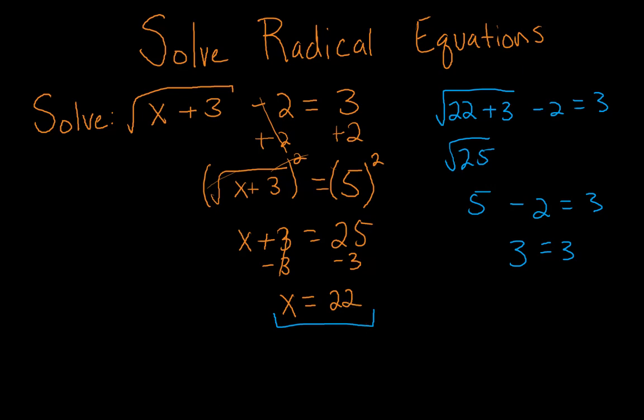If the solution did not make it equal or they did not balance, then it would be called extraneous. But this is a valid solution, so we know we are done and we are good to go.